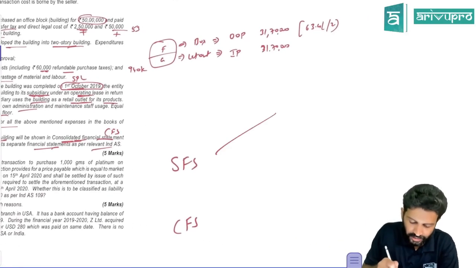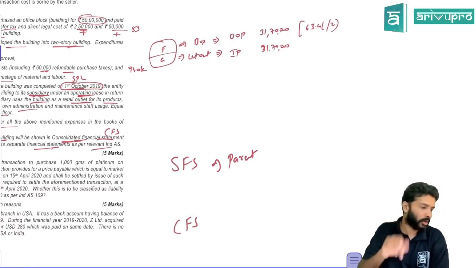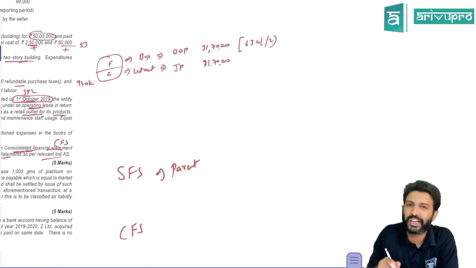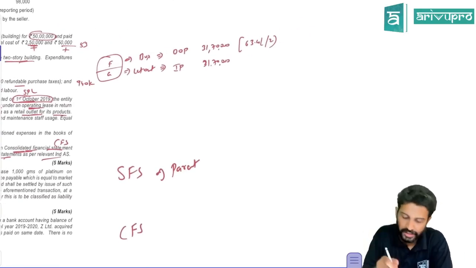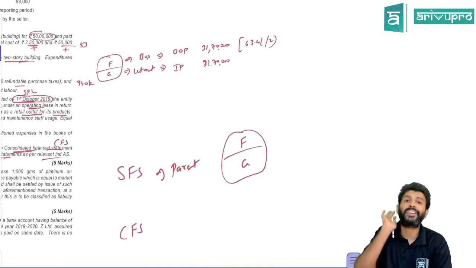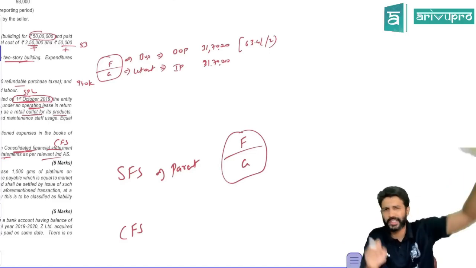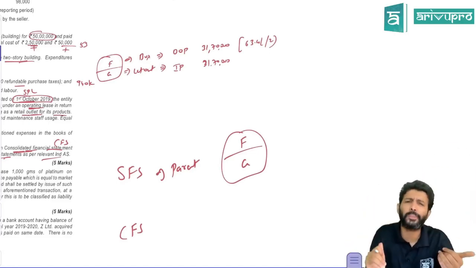Okay, sir, SFS of the parent is what they are asking, because the parent is doing all this drama, no? So when you prepare the separate financial statement or individual financial statement of the parent, what to do? Simple. This is the ground floor, this is the first floor. What did the parent do? When you're doing a separate financial statement, you don't have to worry about CFS. Think only from the parent perspective. What did the parent do?